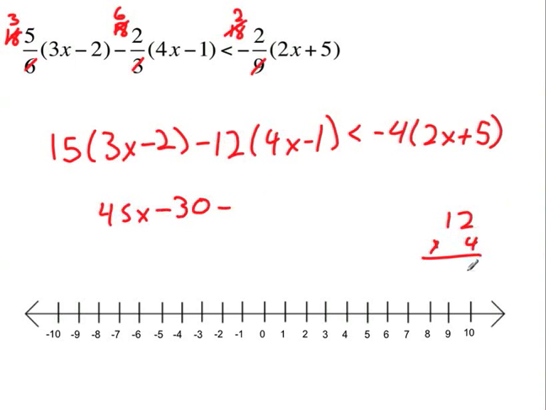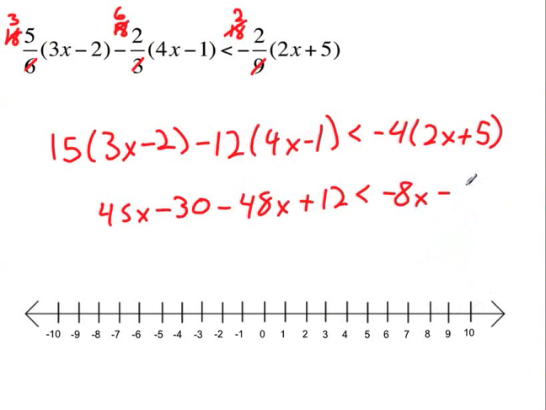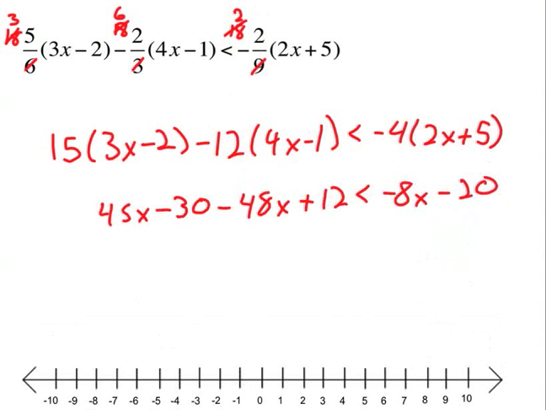4 times 2 is 8. 4 times 1 is 4. Now you should be able to do that simply, but I just did that to make sure that everybody knew that you could do it by longhand if you don't remember. So this becomes 48x plus, because negative times a negative is a positive, 12 is less than negative 8x minus 20. Now, I'm going to have to move this down because we're running out of room.